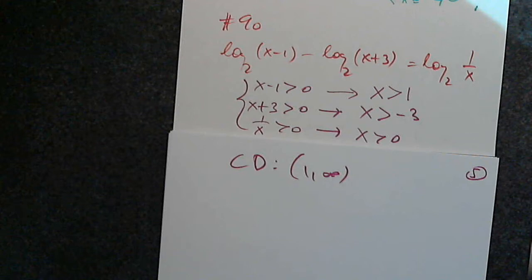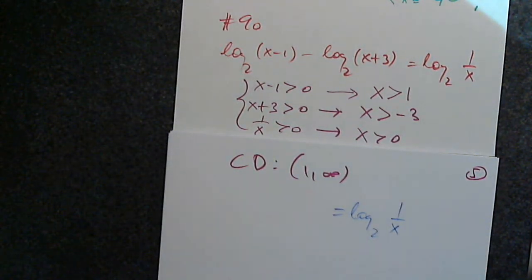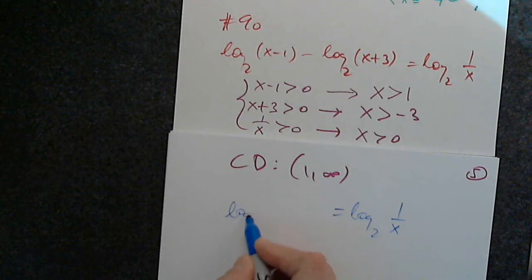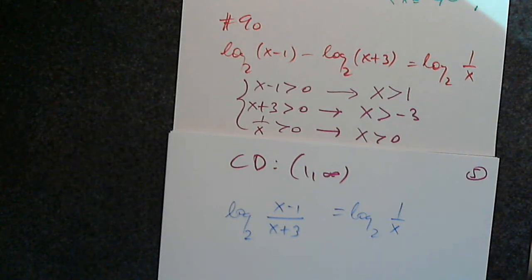Good. So let's condense the left-hand side. The right-hand side can wait. So we would put it over each other. So what do I write? Log base 2 of x minus 1 over x plus 3. Excellent. Don't cross out anything. Don't simplify anything. This is the thought right now.